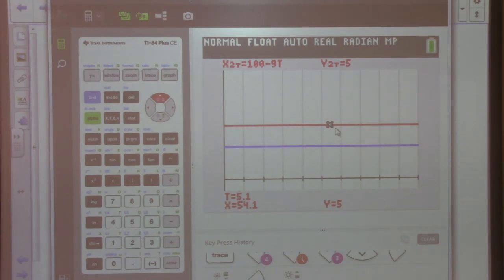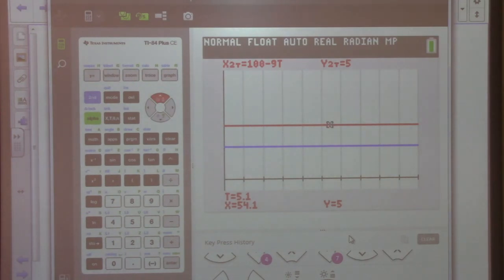And over here, at 5.1 seconds, what happens here? So 5.1 seconds, the blue guy is right here, but the red guy is where? 4.1, right? So he's 4.